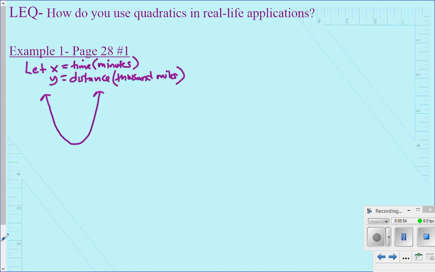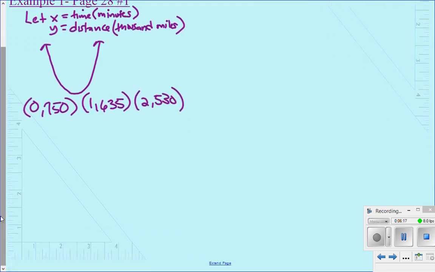So back to the paragraph I read a moment ago, if x is time and y is distance, then our first coordinate point would be (0, 750). And then (1, 635), and (2, 530). So if I substitute those 3 coordinate points into my equation, now I have to figure out which one. We don't know the vertex, so we can't use vertex form, we'll use standard form. Remember, we did this earlier in the unit.